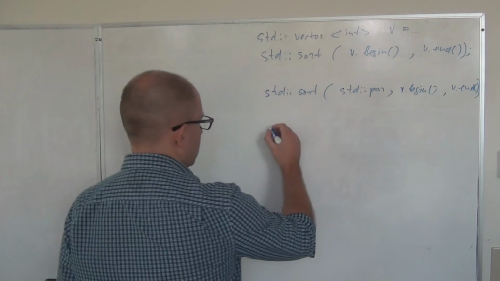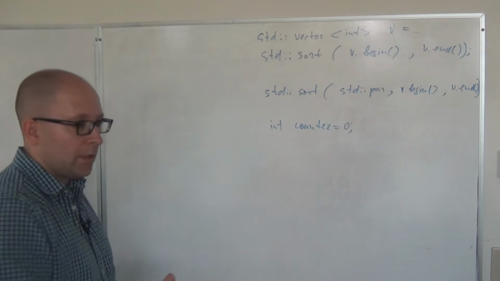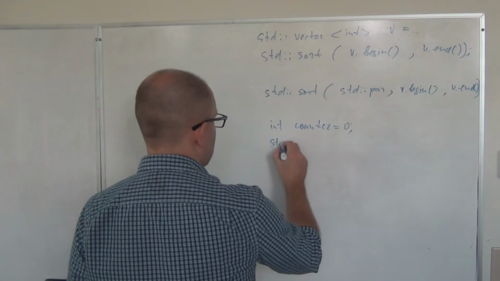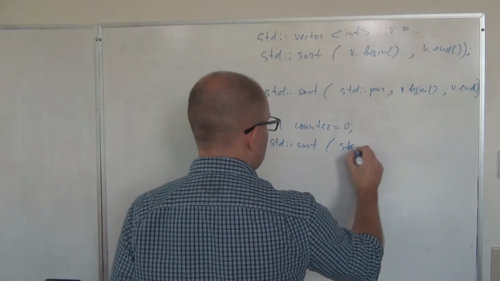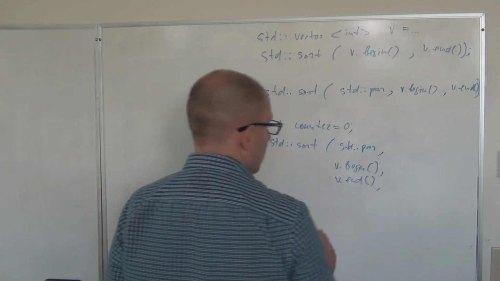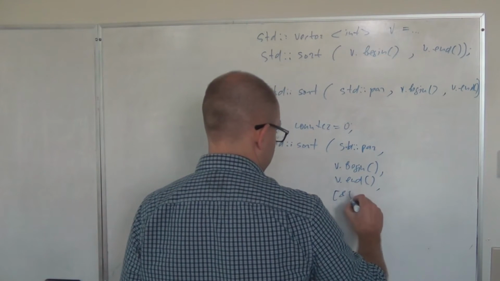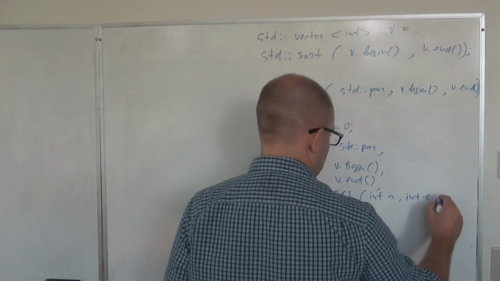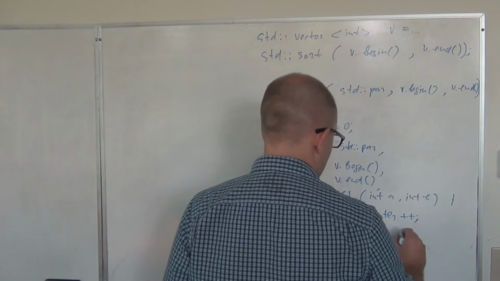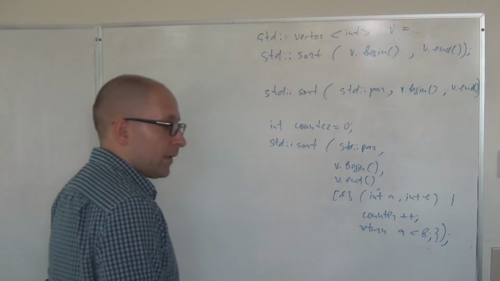Let's imagine that I have a counter, and I'm going to increment this counter every time a comparison operator is invoked. So I could do this by doing something like this, std::sort. Let me put std::par here again. v.begin, v.end. And here I'm going to put an explicit comparator operation, which is going to be a lambda expression. int a, int b. I'm going to increment the counter, counter++, and then return a < b. Closing the curly. So there's a side effect, right?